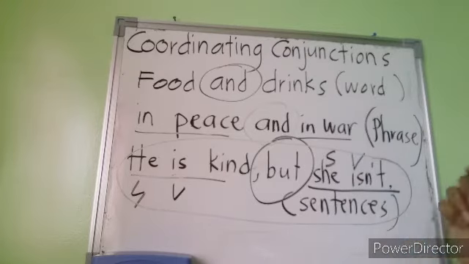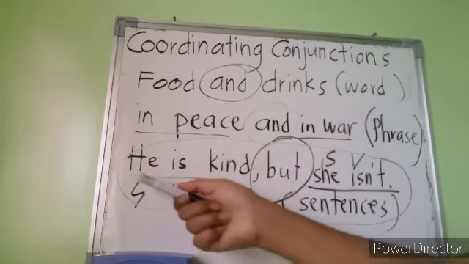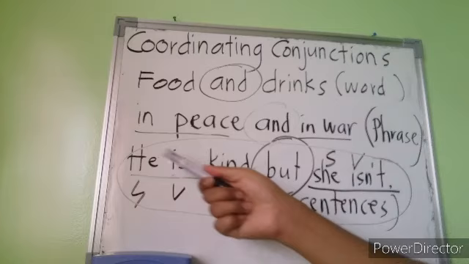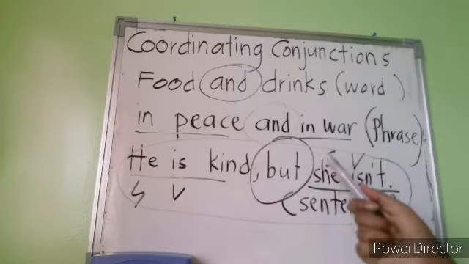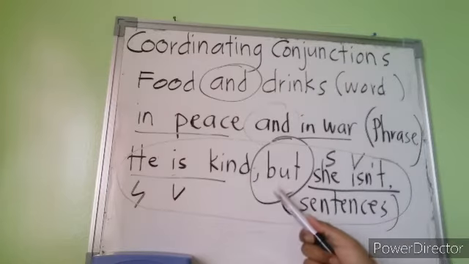And finally, sentences: two sentences connected by the conjunction but. First sentence, he is kind. So there is a subject and verb. Second sentence, she isn't. So subject and then verb. My focus for today is all about conjunctions connecting sentences.